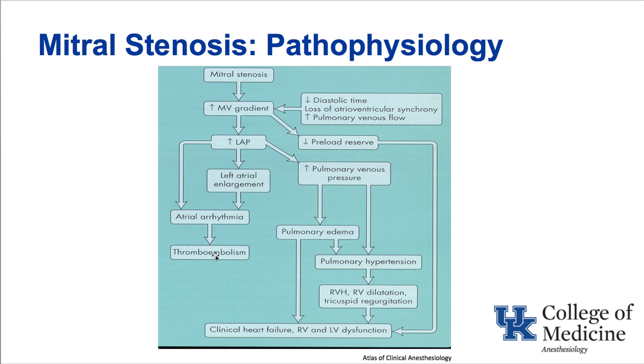And if you're going to cardiovert them, you need to make sure that there's not a clot stuck in the atrial appendage. Now, as left atrial pressure goes up, pulmonary venous pressure goes up, and pulmonary hypertension, and again, right-sided failure, right-sided dilation, tricuspid annular dilation, and tricuspid regurgitation can occur. So left-sided mitral stenosis can cause right-sided failure and pulmonary hypertension.